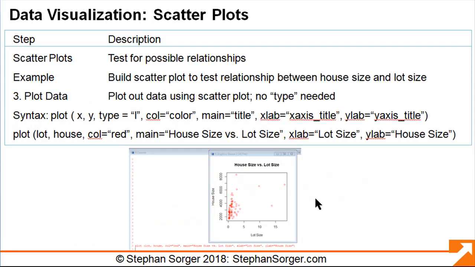We invoke the plot function to plot the data. The plot function asks for X and Y data, the type of plot, the color of the plot, as well as the titles for the overall plot, the x-axis, and the y-axis. In our case, we want a scatter plot, which is the default, so we do not need to include a type. Our resulting function is then plotted as a function of our lot variable, which includes the size of the lot, our house variable, which includes the size of the house, our main title, which is house size versus lot size, and the titles for the X and Y axis, which are lot size and house size, respectively.